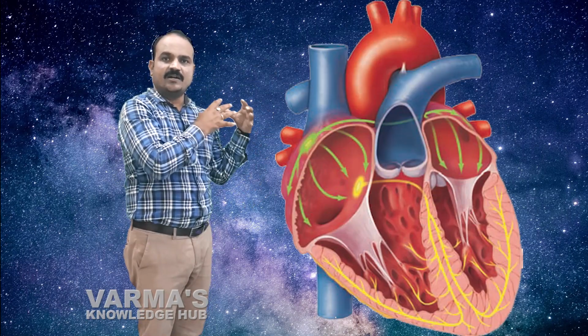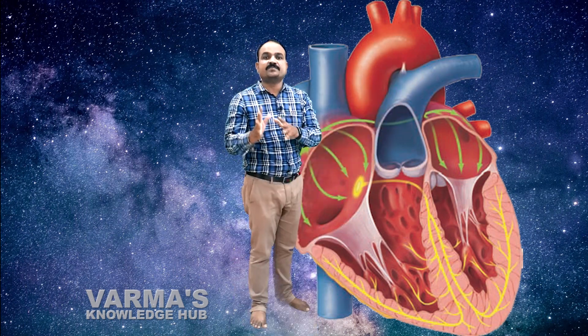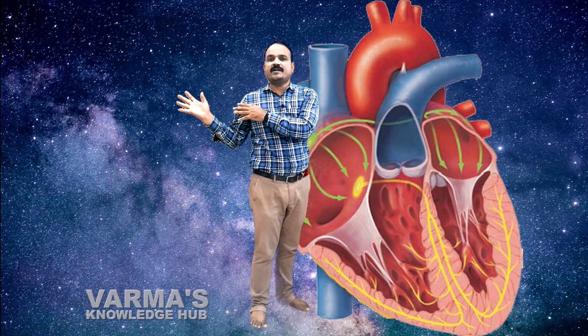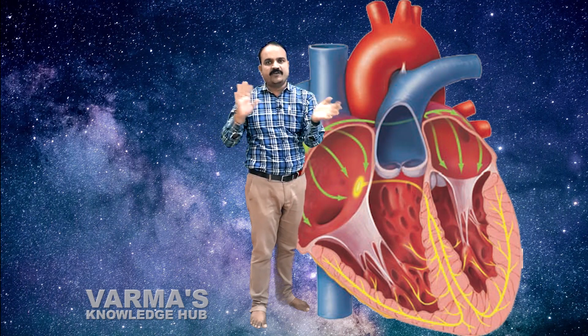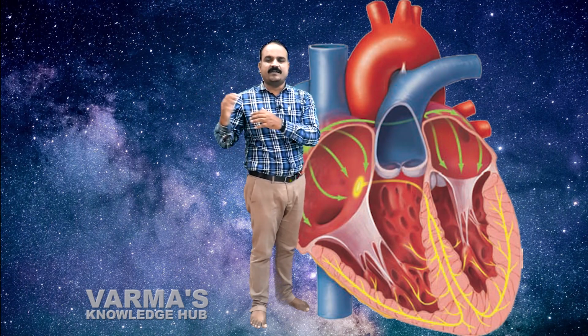This purification process takes place in the lungs. After purification, the blood comes back to the heart and reaches the left atrium through a vessel called the pulmonary vein. The pulmonary vein carries pure blood, whereas the pulmonary artery carries impure blood. Just now we have seen the difference between the pulmonary artery and the pulmonary vein.